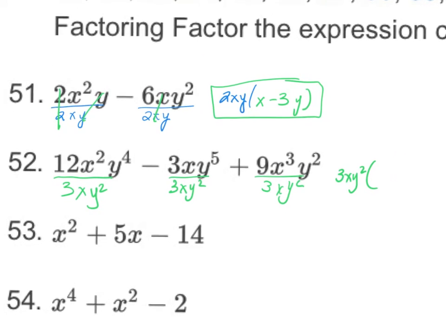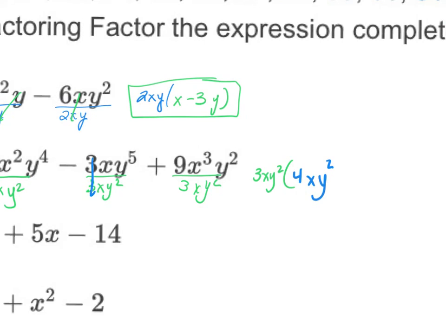So I say 12 divided by 3 is 4. X squared divided by x gives me x, and I'm left with y squared, because 4 minus 2. So now I divide. My x's divide out, so I'm left with plus y cubed. 9 divided by 3 is 3. X cubed divided by x gives me x squared, and my y's will cancel out.